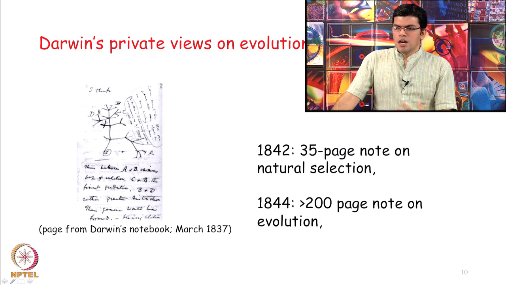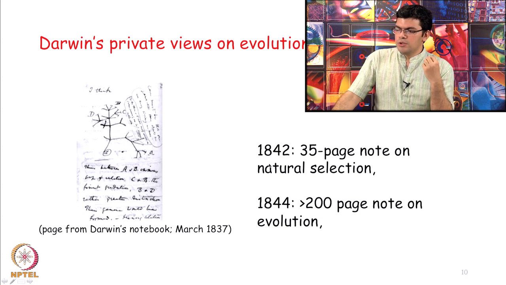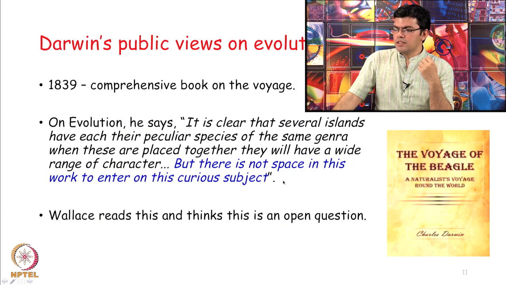However, these are Darwin's private views. He doesn't want to contradict the church at this point, and hence he never makes his theory public except for a very select group of friends. By 1842, he has written a 35-page note on natural selection, which has grown to more than 200 pages by 1844, but still private.